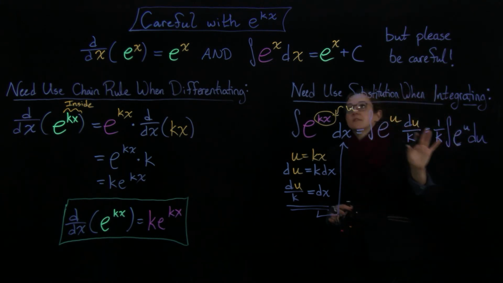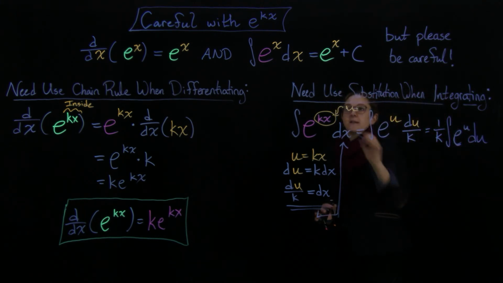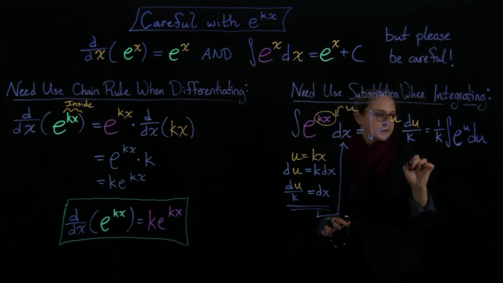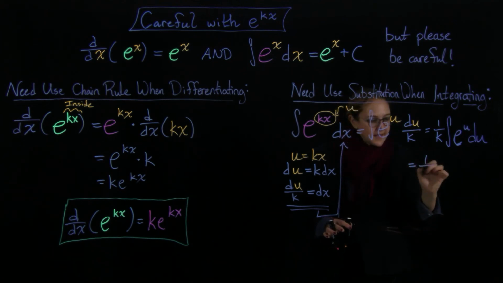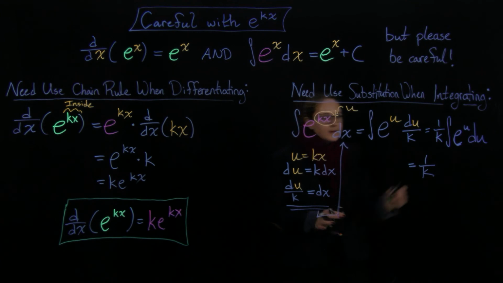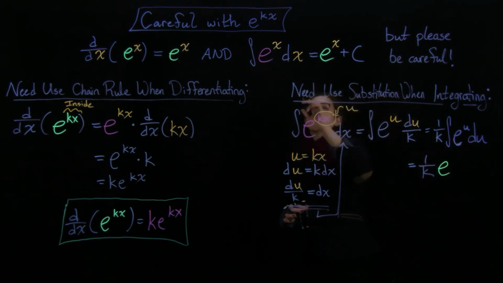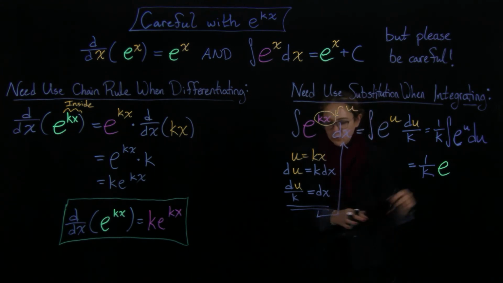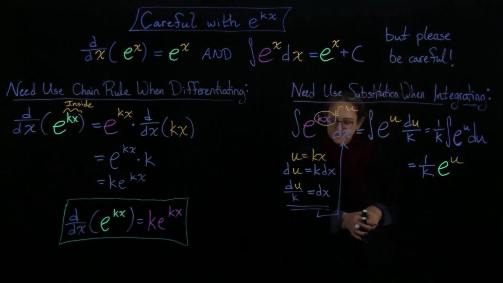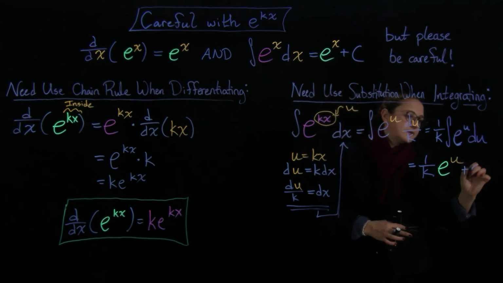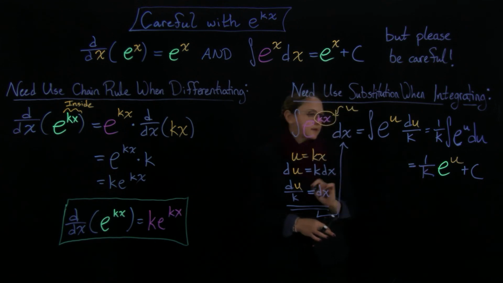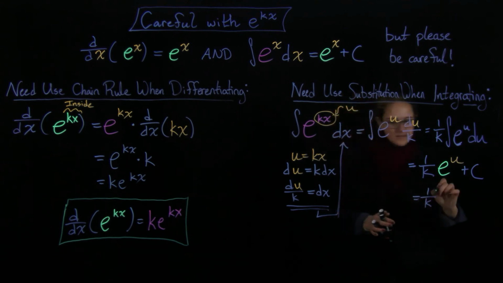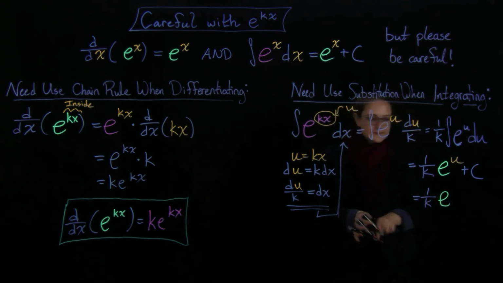Now this looks exactly like that, except that I have u instead of x, and so this is perfect. I can actually just go ahead and do this. So this is going to equal, I still have this 1 over k, and then I have e to the u plus c. But I know my original integral had x's instead of u's, so I need to put this u back in here. So I get 1 over k times e to the kx plus c.